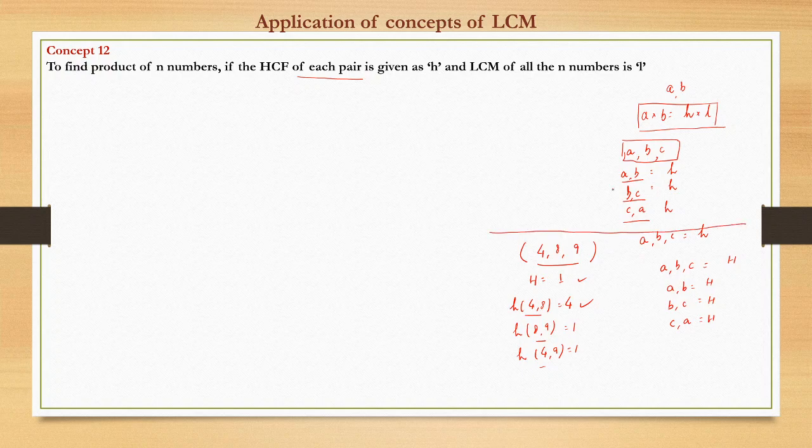Whereas if the pair-wise HCF is the same for all three pairs, then the HCF of all the numbers together would also be H. We can see this: if the HCF of A and B is H, we can write A as Hx and B as Hy, where x and y are co-prime to each other. Now the HCF of C and A is also H, so we can write C as Hz, so that x and z are co-prime. So A can be written as Hx, B as Hy, C as Hz, where H is the HCF of the respective pairs.